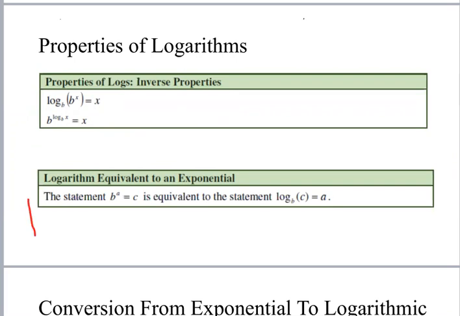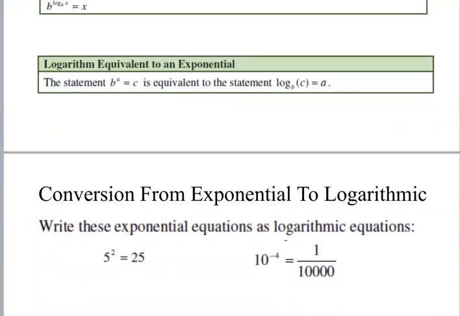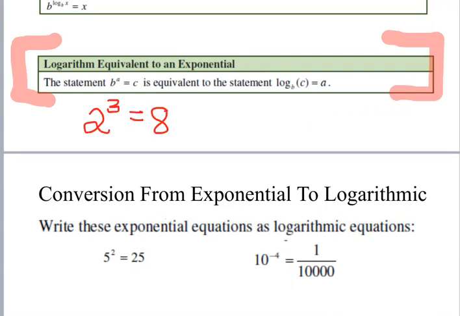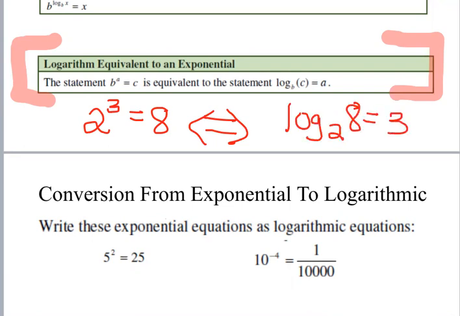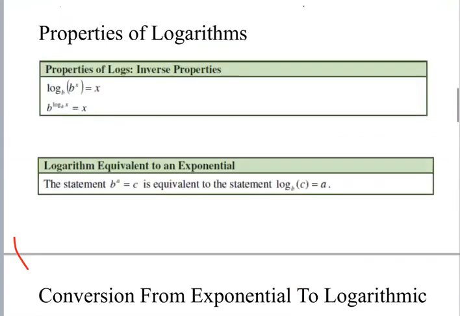Okay, and then our other properties: this statement is how you go back and forth. So make sure to absolutely know this conversion. If I have 2 cubed equals 8, it becomes log base 2 of 8 equals 3. So definitely make sure to know this conversion. You want to know your inverse properties, and you want to know log conversion to exponential and vice versa.